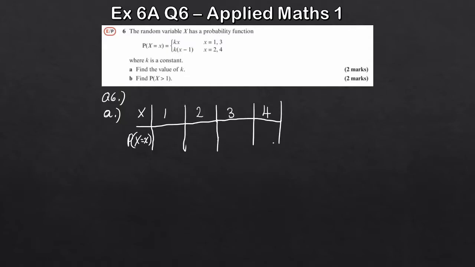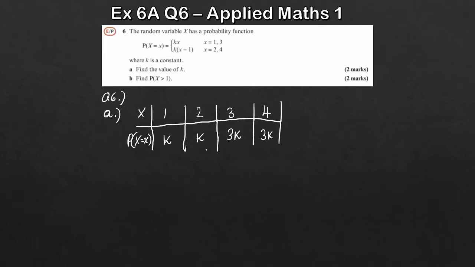So if x is 1, then we're using the top function kx, so k times 1, we just get k. If x is 2, then we use the bottom function, so that's k times 2 minus 1, which is just k again. Do the same with 3 here, but make sure you're using the correct function, that's the top one this time. So that's 3k, k times 3. And then finally with x equals 4, it goes into the bottom one, so 4 minus 1 is 3, and times that by k, we get 3k.